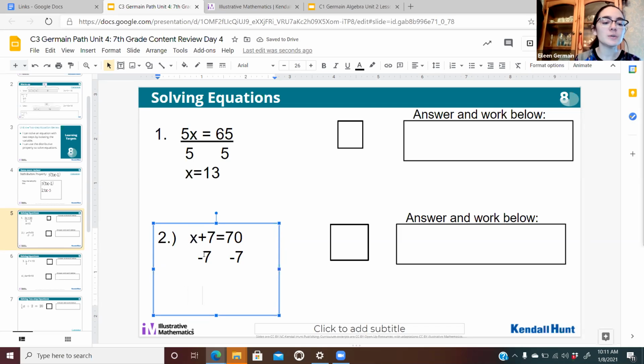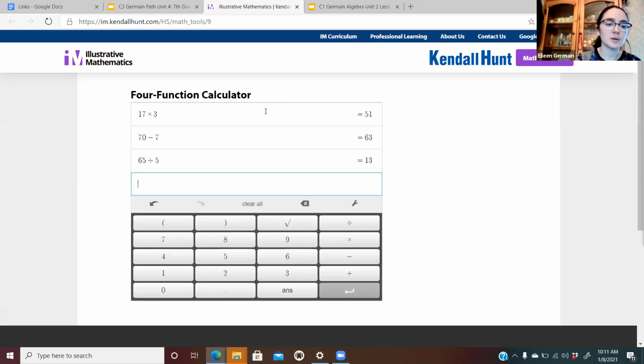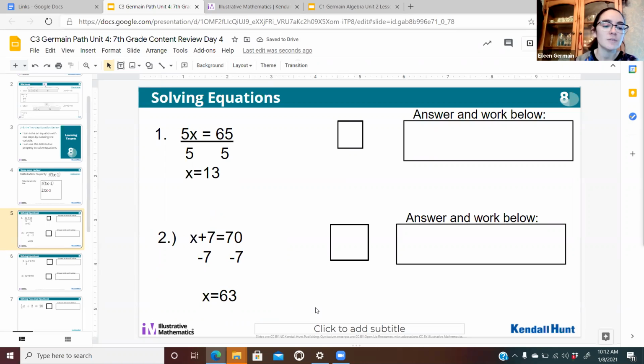Very good. So when you cancel out here, you're left with just your x is equal to 70 minus 7. If you had to use your calculator, you could go 70 minus 7, and you get 63. Very good. Nice job, Avery. Thank you for unmuting and being brave and helping me with that. I'm going to give you about 10 seconds to write this down, and then we're going to move forward to the next piece here.